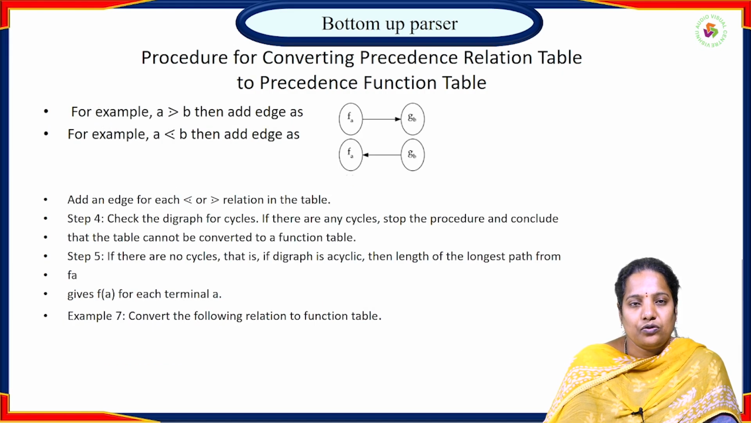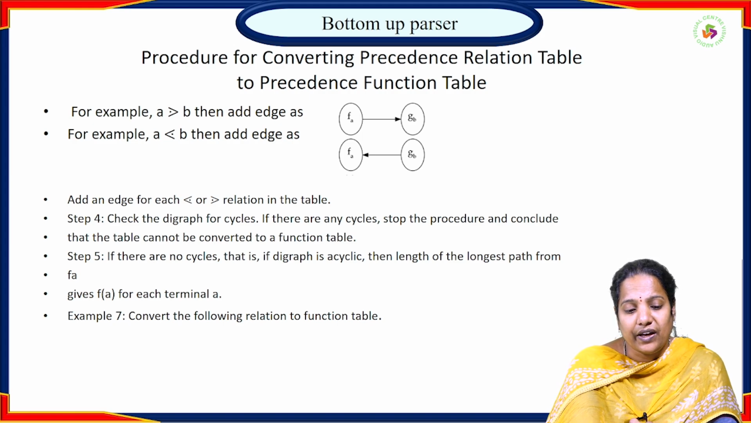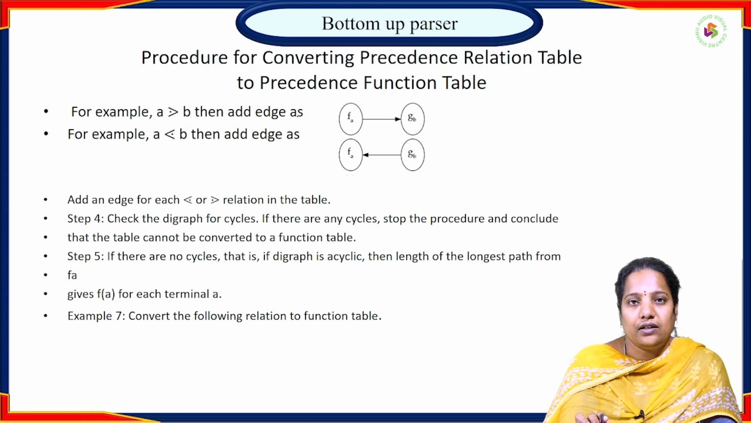Next, we need to repeat this process for all the operators. For example, if A has higher precedence compared to B, then we draw an edge between the two groups called F and G. F indicates the operator A and G indicates the operator B.